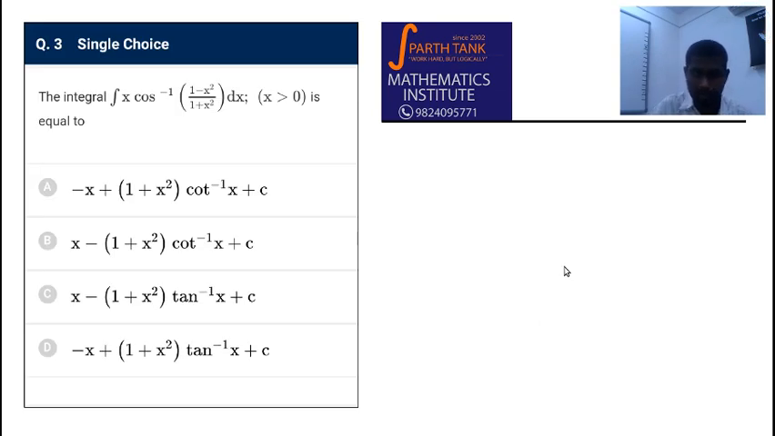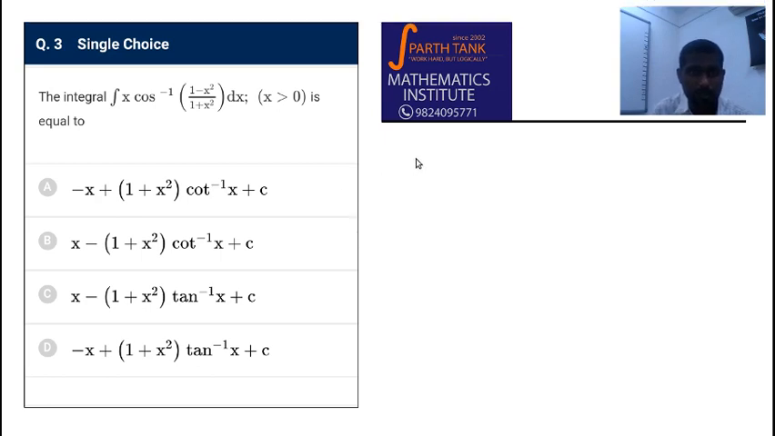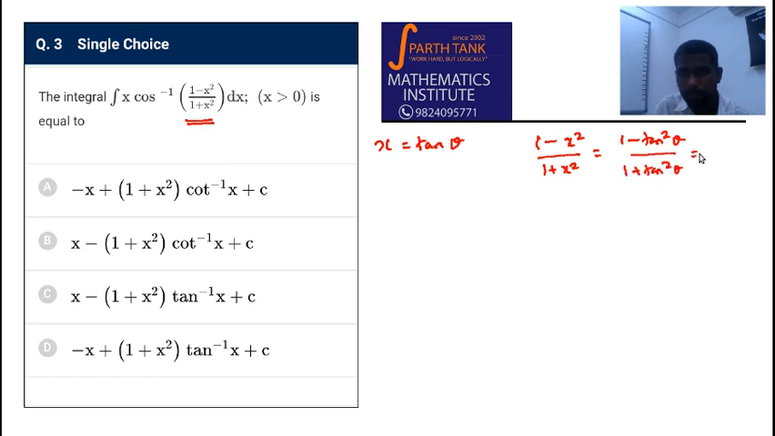The integral x cos x cos inverse of 1 minus x squared by 1 plus x squared dx is what? Now looking at this 1 minus x squared by 1 plus x squared should say that substituting x is equal to tan theta is going to give us a nice simplification, because 1 minus x squared by 1 plus x squared is going to become 1 minus tan squared theta by 1 plus tan squared theta, which we know by identity is cos of 2 theta. So that would eliminate the cos inverse term here.